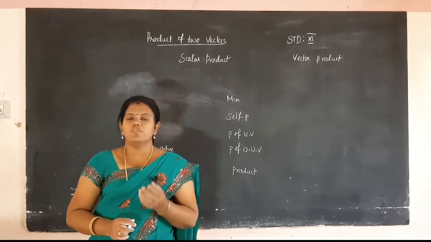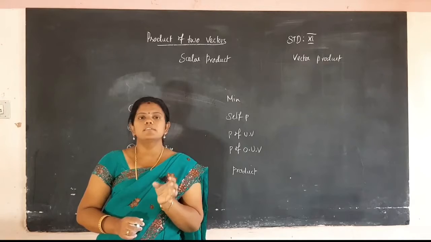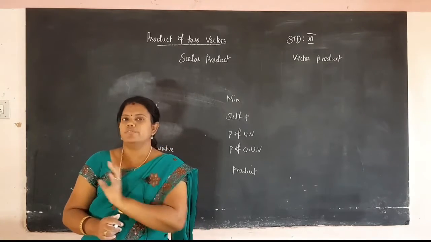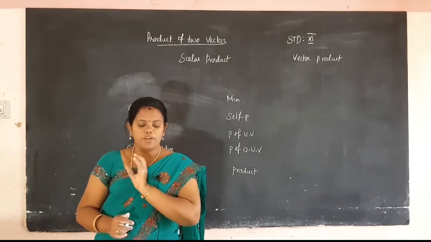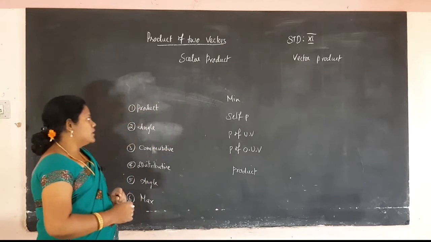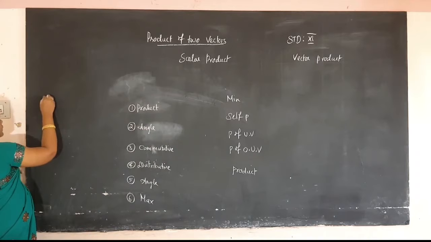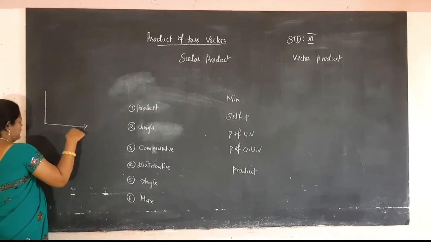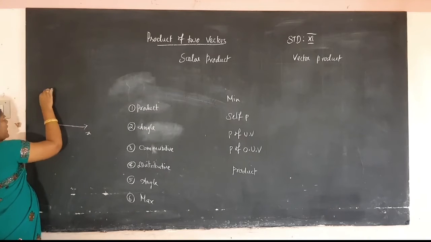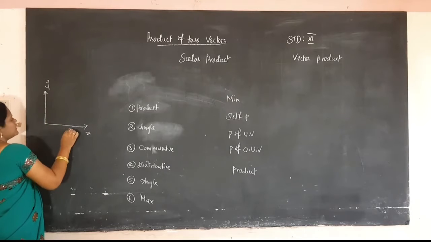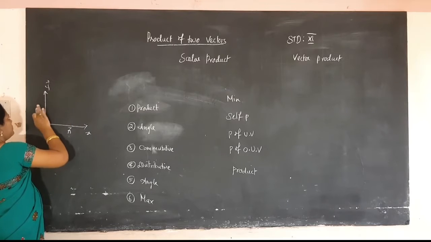Before entering this topic, we should first understand what the components of a vector are and how to calculate them. First, take the vectors along the x axis and y axis. So two vectors will be taken on the x y axis, that is vector a and vector b.